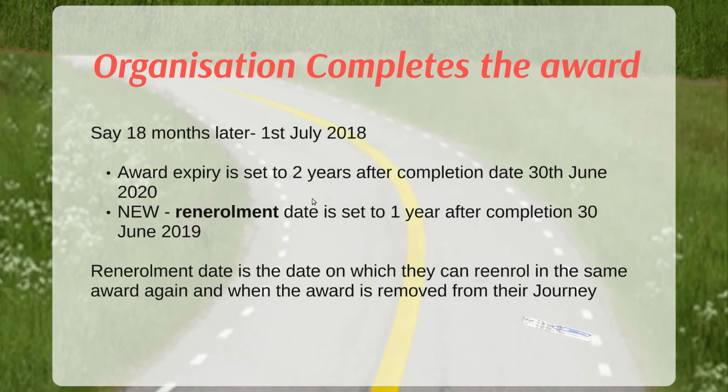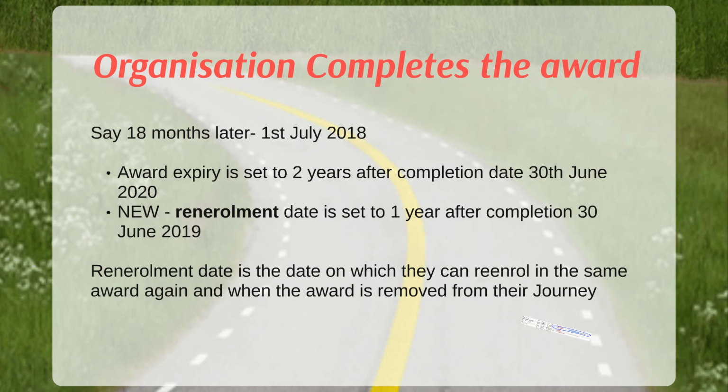Moving forward, they will submit evidence and be graded on that evidence, but the next key milestone is when they complete the award. And let's imagine that they've done that 18 months later, so on the 1st of January 2018. And a couple of things happen. First of all, an award expiry date is set 2 years after the completion date. So the award expiry date in our example here would be the 30th of June 2020. Now, what is new here is that something called the re-enrolment date is set, and that is set to be 1 year after completion. And in this case, that would make the re-enrolment date the 30th of June 2019.